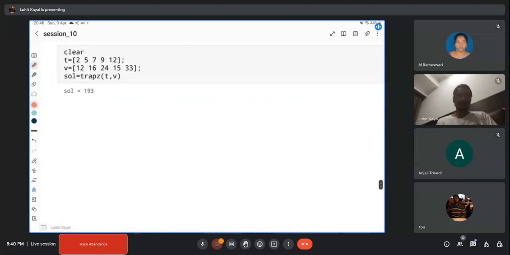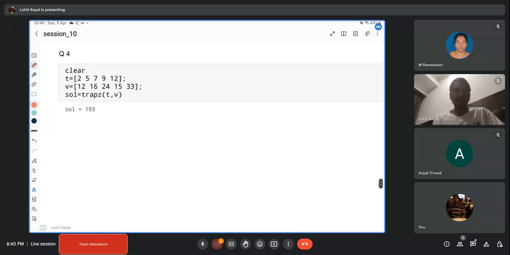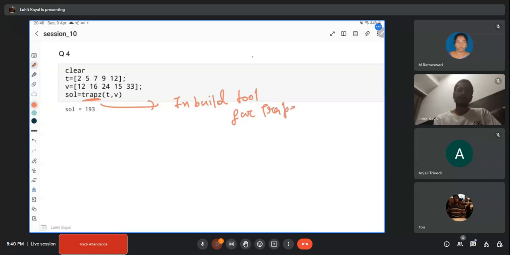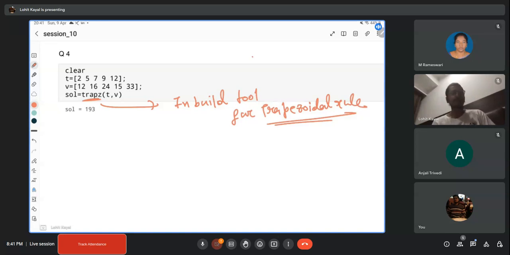Now, like the differentiation, there are also some tools for integration as well. Here there is one example: trapz. This is similar to the gradient, just the opposite. Gradient does differentiation, trapz does integration. Trapz is the inbuilt function for trapezoidal integration.